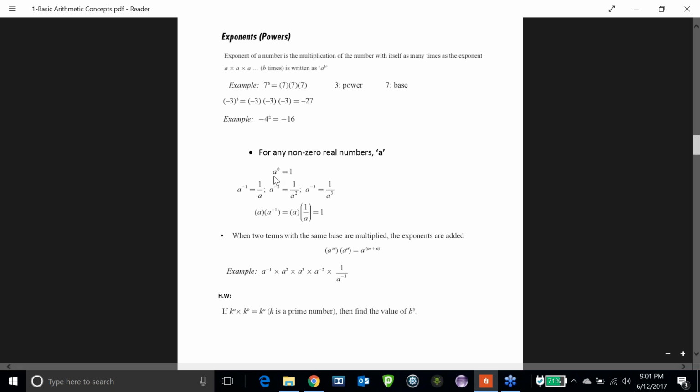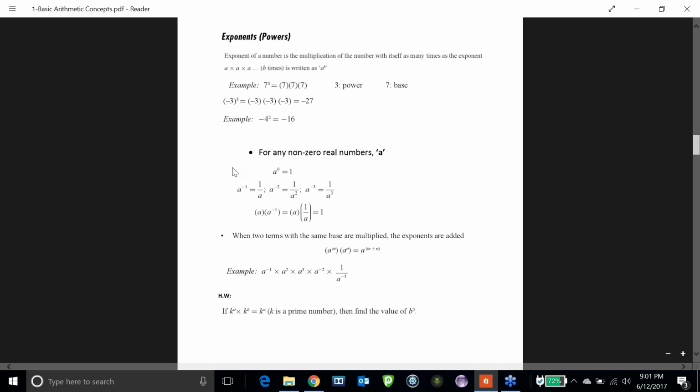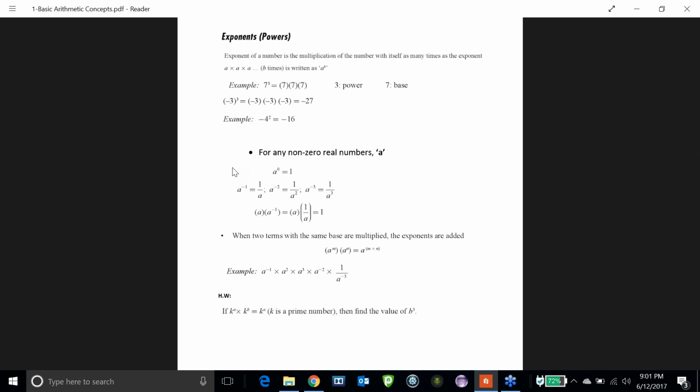There are a few things you need to remember, like for any non-zero real number. You know what real numbers are, right? For any non-zero real number, it might be a negative integer, positive integer, whatever it might be, these are the formulas that apply. Let's take the first formula. A to the power of 0 is equal to 1. Instead of a, you can substitute a is equal to 3 or a is equal to minus 3, whatever it might be. Apart from 0, a to the power of 0 is equal to 1, right?